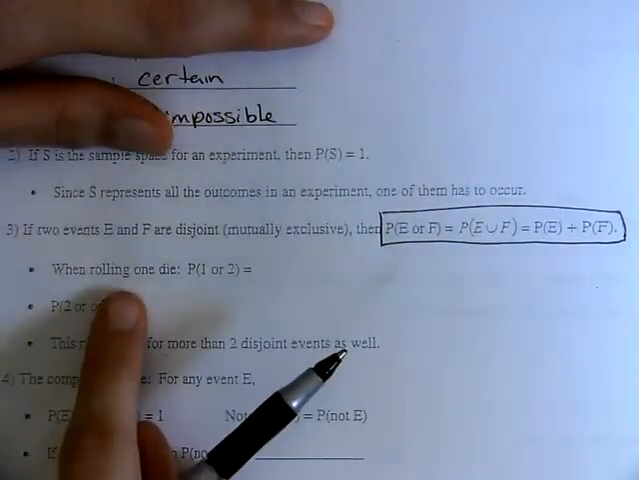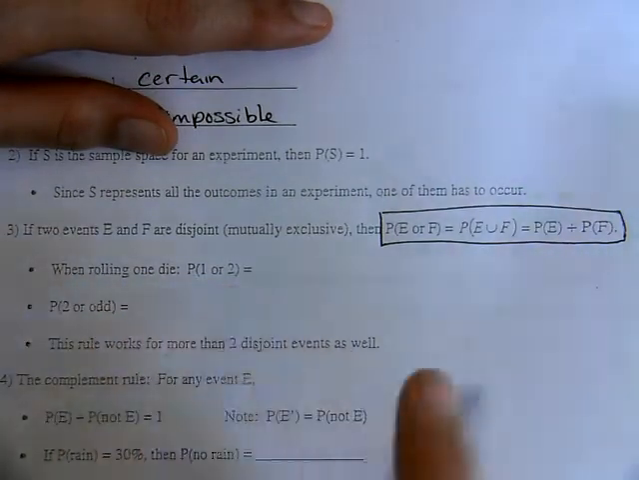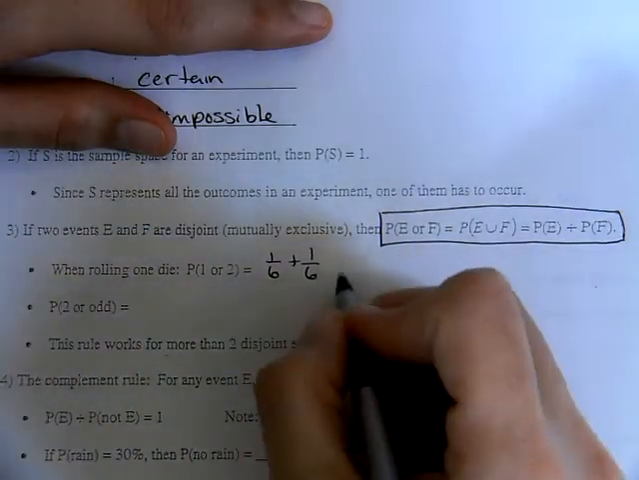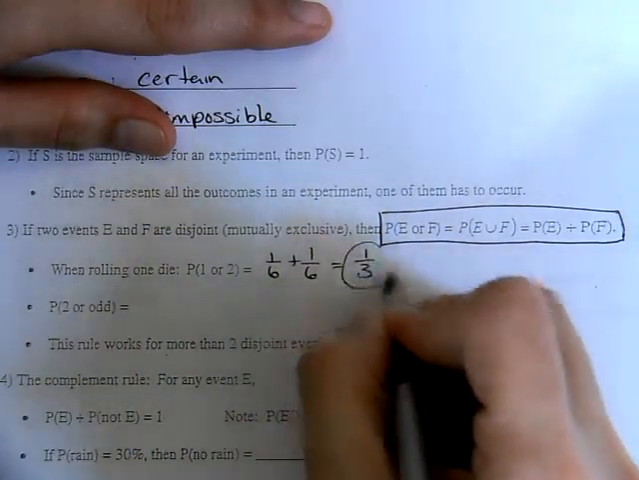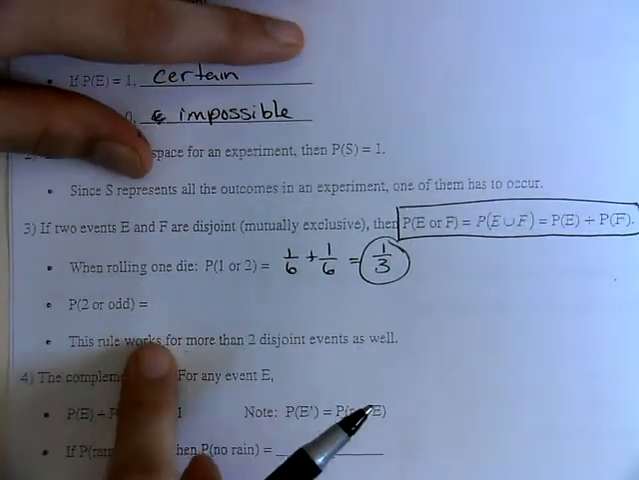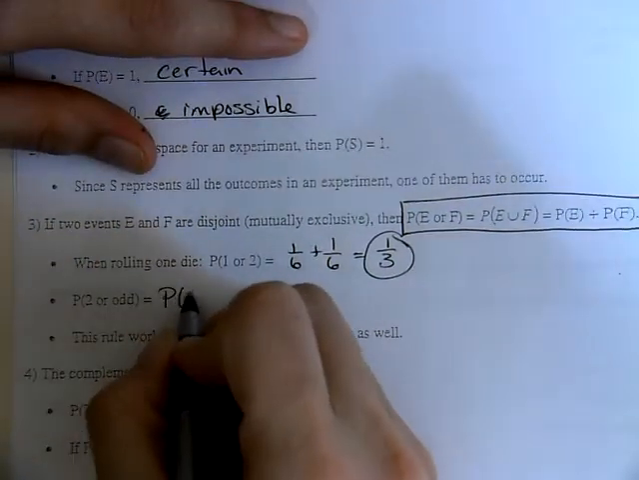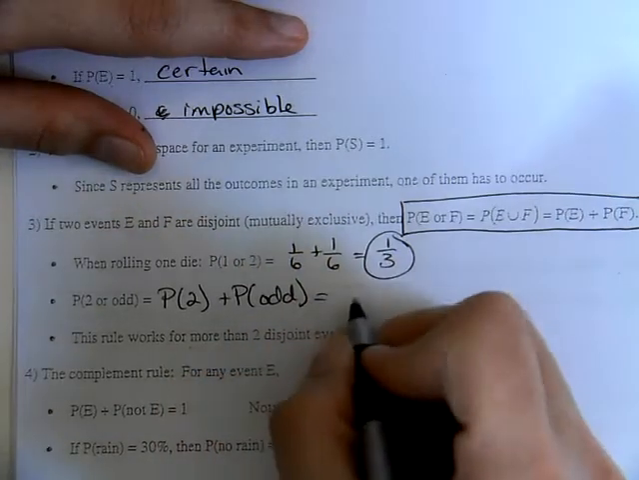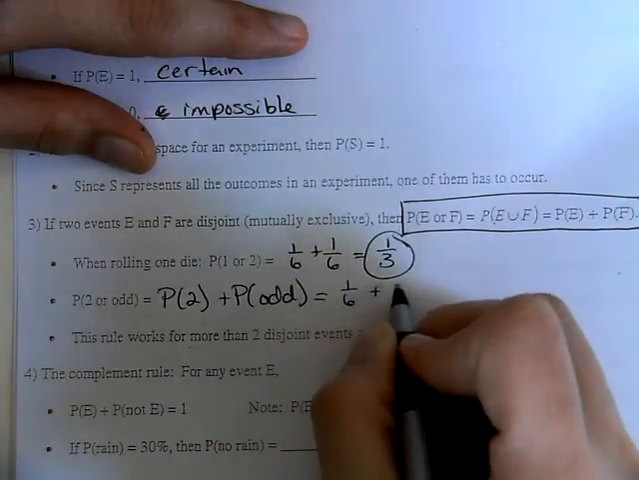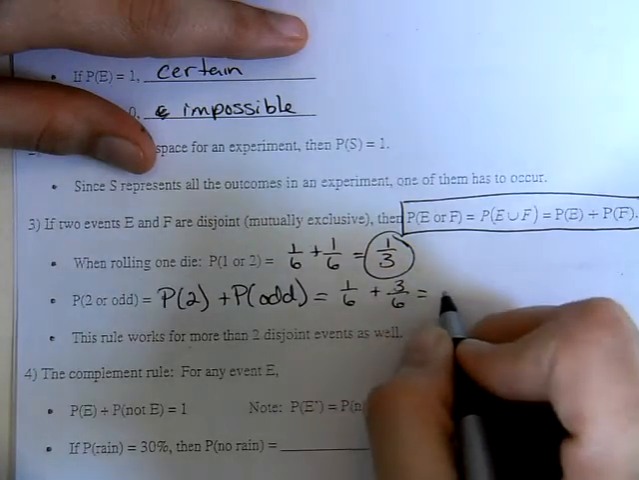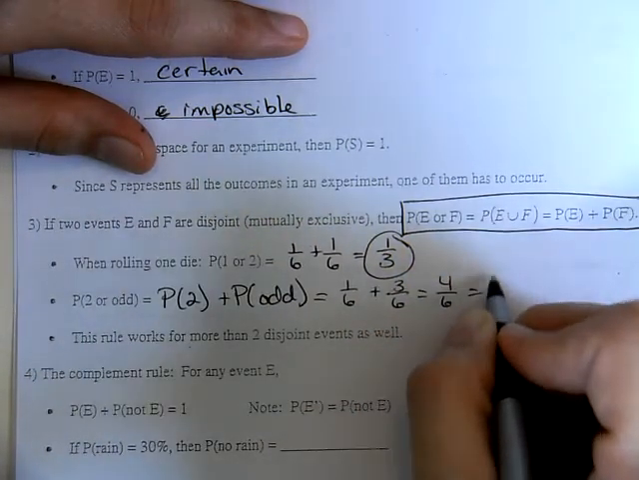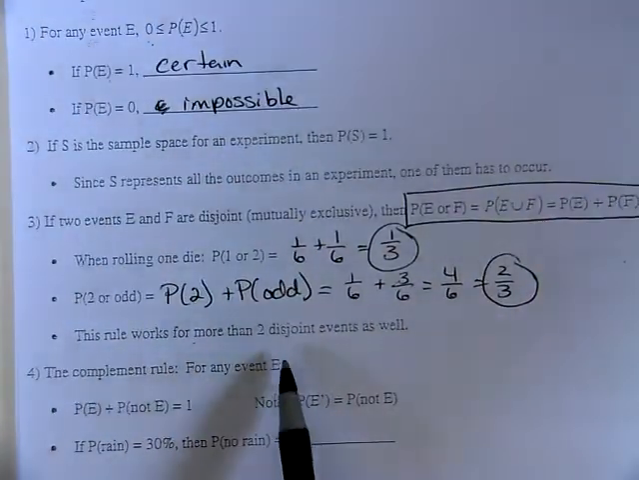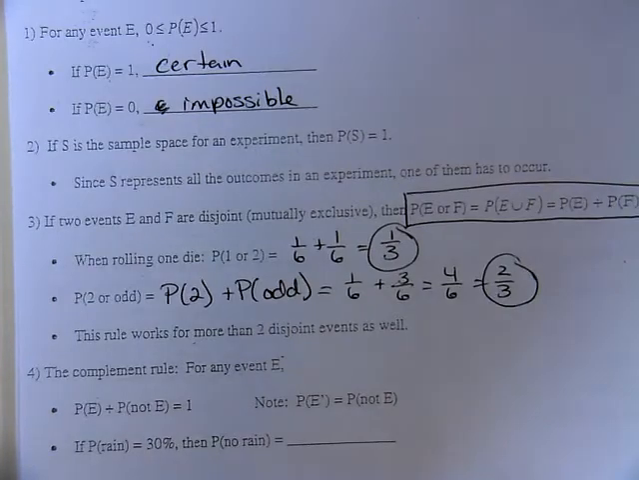So the probability when I'm rolling one die that I get a 1 or a 2 would be 1/6 plus 1/6, so 1/3. The probability I get a 2 or an odd, that would be 1/6, and odd would be 3/6. So 4/6 or 2/3. This works for more than 2 disjoint events as well. You could just keep adding.